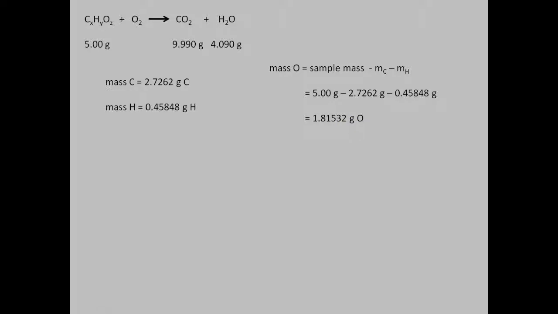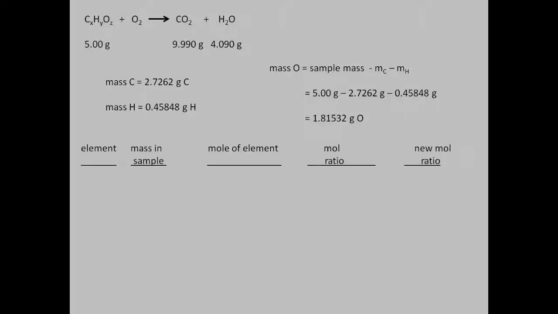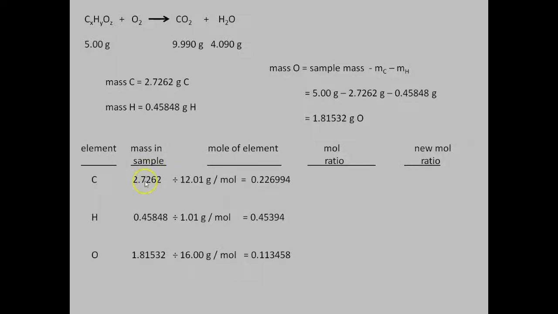Now that I know the mass of each of my elements, I can start my empirical formula calculation, and to do that, we'll make our table. We know our elements, and we know the mass of each in the sample, so I'm just going to write those down. My first step, as we know, is to take these values and convert them into moles. So I'm going to divide each element's mass by its molar mass. Now I know how many moles of each element I have.